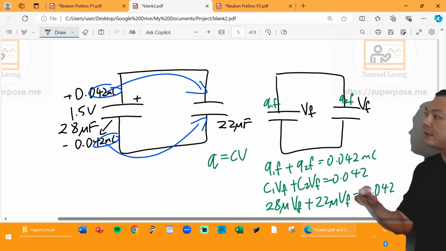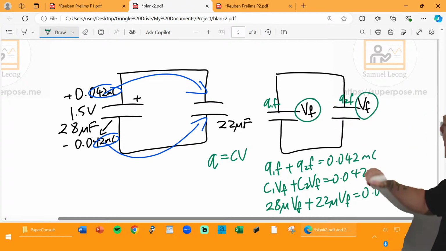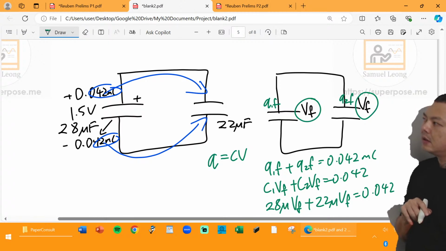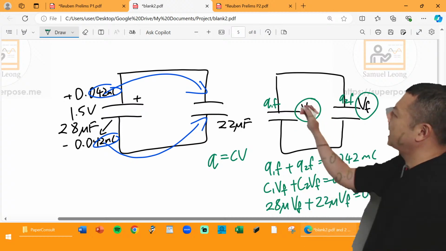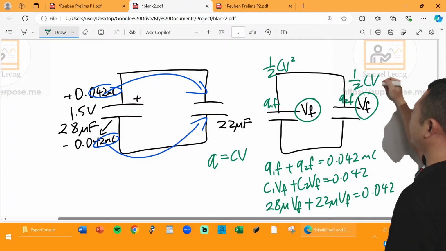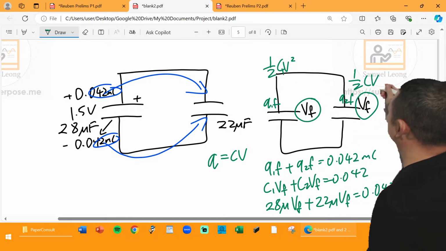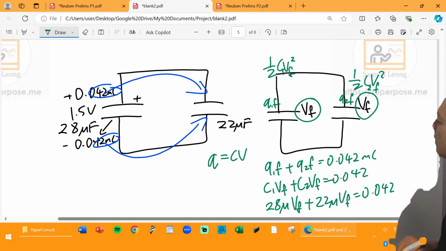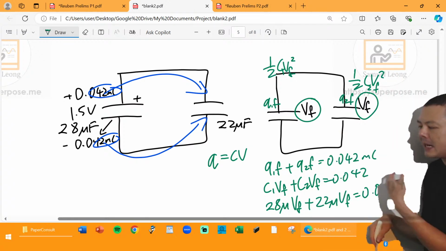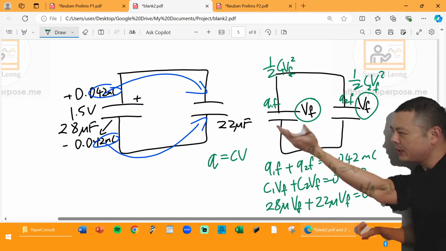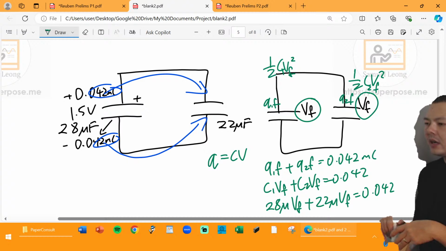But after you find the final voltage, what do you do? Yeah. So you go and calculate the half CV squared here and there. So this half C1 VF squared, half C2 VF squared, right? So actually that's not the hard part. The hard part is this part: how do you calculate the final voltage?